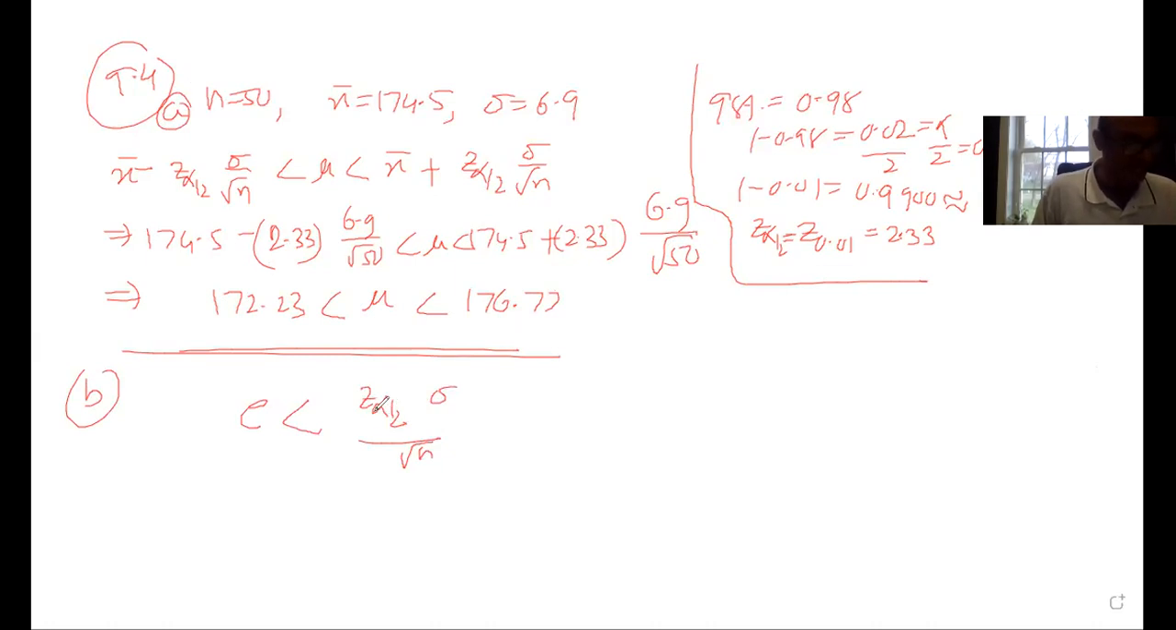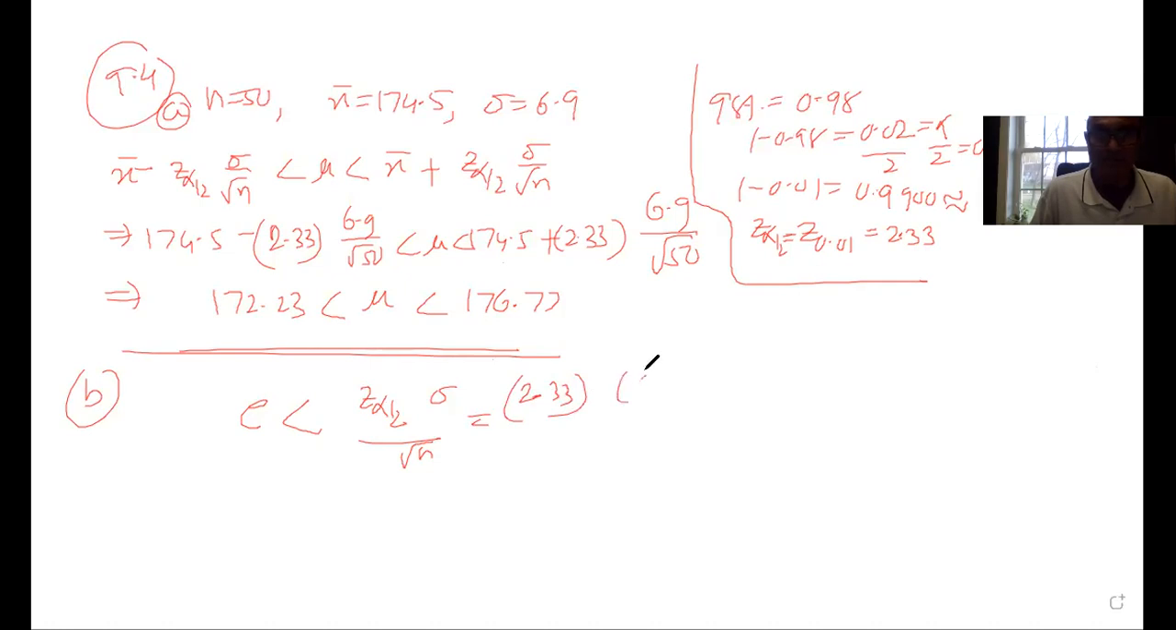Let me just make sure: E is equal to z alpha by 2 times sigma over square root of n. Okay, so let me just plug the values over here. z alpha by 2 is equal to 2.33.